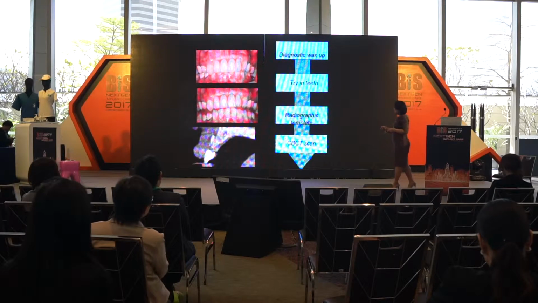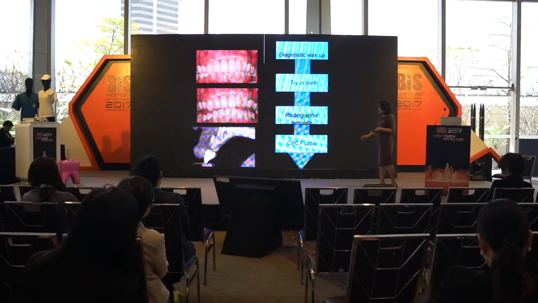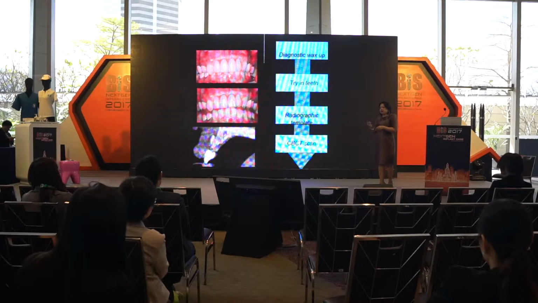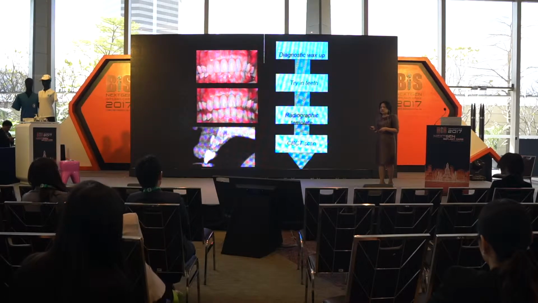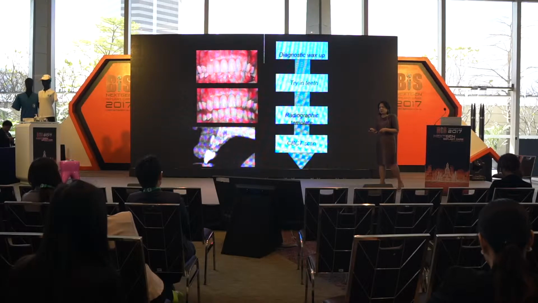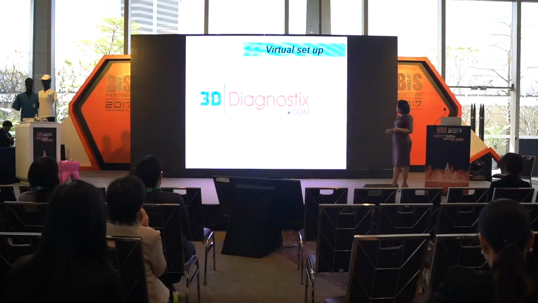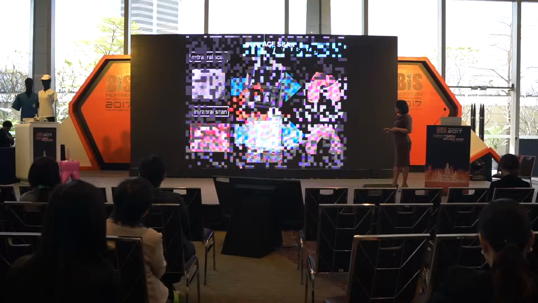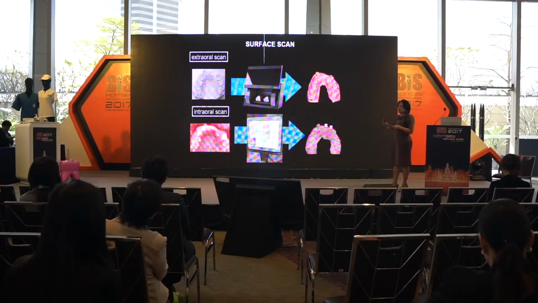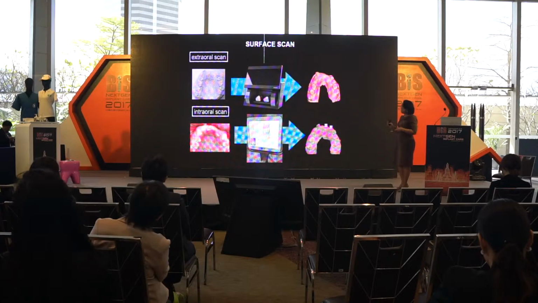This one is for the radiographic template. You can see the tooth, where the position of the tooth is. You can double check with the CBCT and also with the virtual plan, where the implant is going to be. For the virtual setup, you can do the tooth with the computer program.